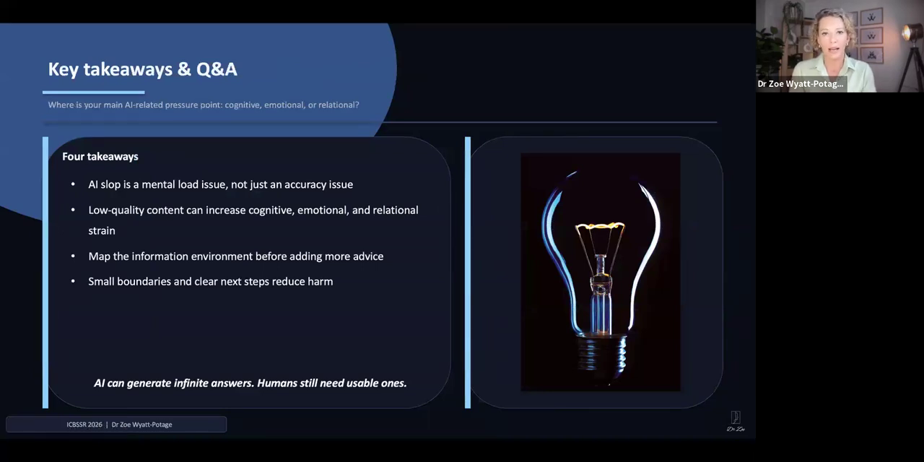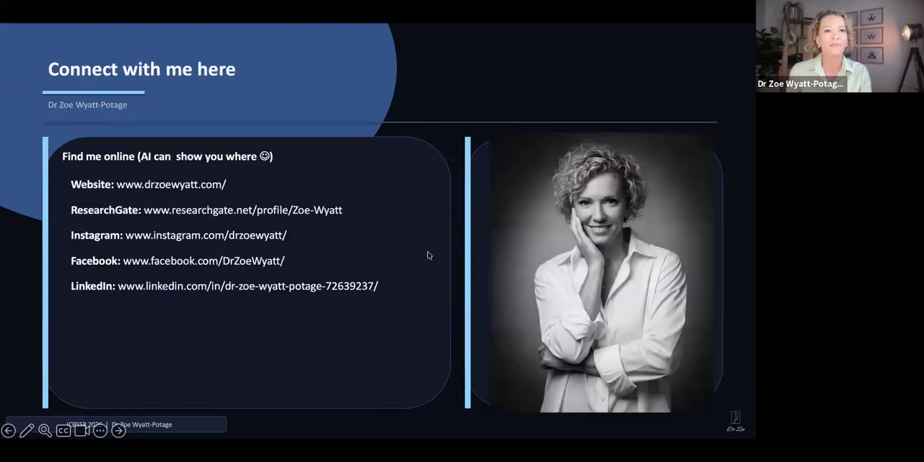So the key takeaways from this session: AI is a mental load issue. So it's not just about accurate data, it's about the volume of it and what we're looking at. That low quality content can erode these 3 areas: cognitive, emotional, and relational. When we map the information, when we're looking at the accuracy, when we're looking at our own response to this, we can set those small boundaries. As AI, as it says here down the bottom, can generate infinite answers, but we as humans still need usable ones. It's not about the volume, it's about the accuracy.